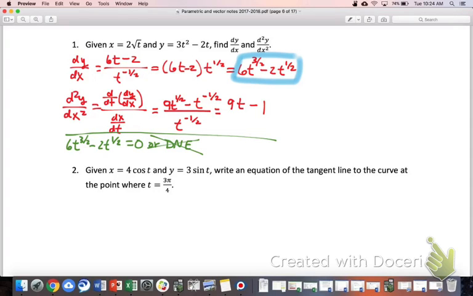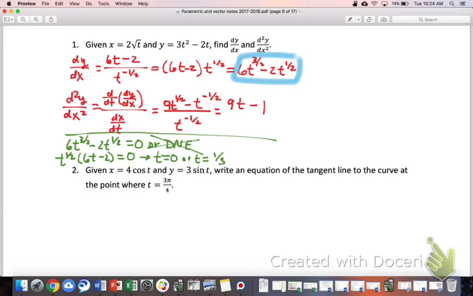What I could do is factor out a t to the 1/2, which would leave me with 6t minus 2 equals 0. Solving that equation would give me t equals 0 or t equals 1/3. So when t equals 0 or t equals 1/3, that's when the first derivative is 0. So that's a potential high point, vertically speaking, or a potential low point. I could then do a first derivative test, or since I've got the second derivative, I could just do a second derivative test and determine whether I've got a high point or a low point there.